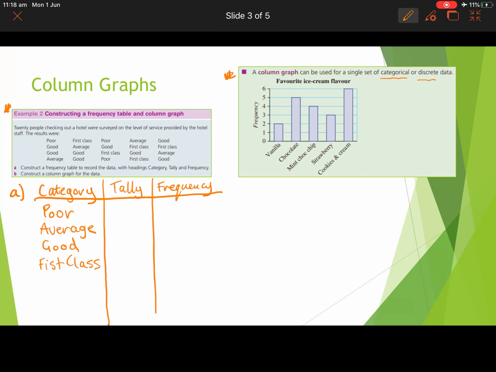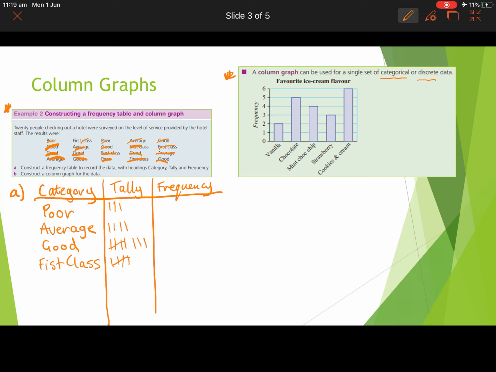So now what we do, use the tally and mark how many we've got. So we've got poor, first class, poor, average, good. And you just keep going through. So you're using this tally to help you put them all in. You don't have to use it. You could just go through and count them all individually. That's fine. But this is what the point is, I suppose. First class, good, average, average, good, poor, first class, good. All right, so we've done our tally.